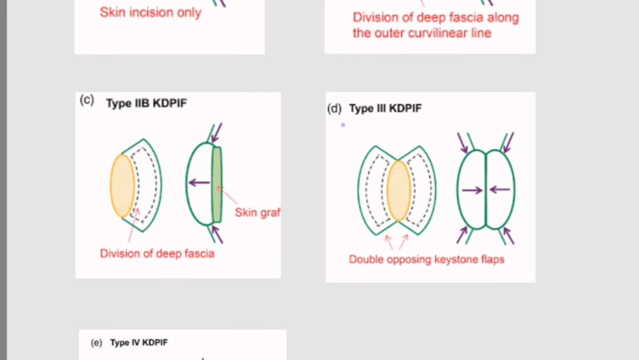In the type 3 Keystone flap, we go for double opposing Keystone flaps from both sides. It is ideal for central defects, midline defects, for example pilonidal sinus. It is done when the defect has very little surrounding tissue laxity. The surrounding skin is not very lax.